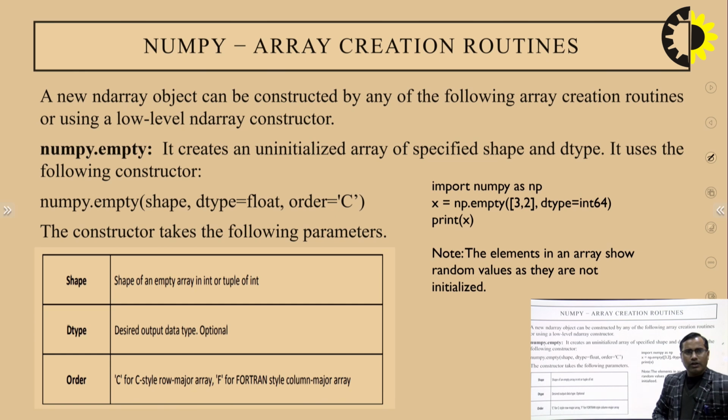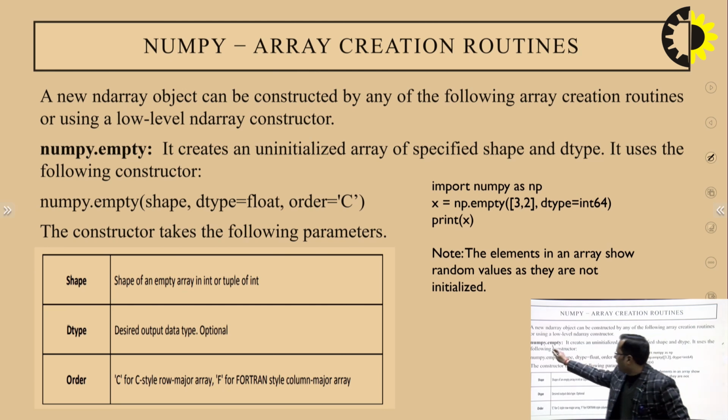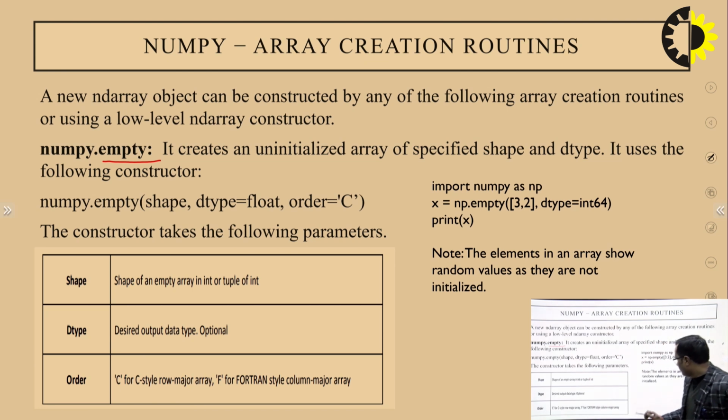As I have said, we have a lot of routines provided with NumPy to create the NumPy ND array objects. First we discussed the array function, through which we can create these ND array objects. Another routine, if we want to create an empty array, is the empty function. That means to create an uninitialized array. So a new ND array object can be constructed by any of the following routines that we will discuss later in the subsequent sections.